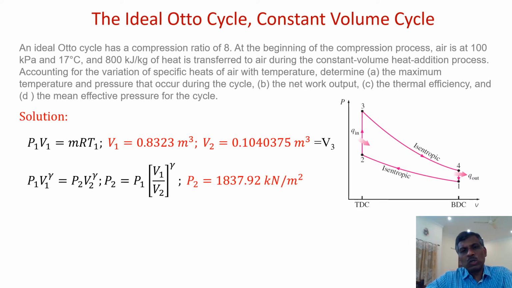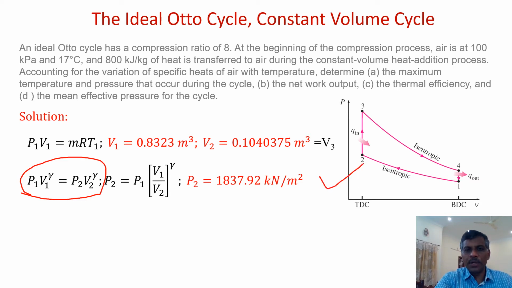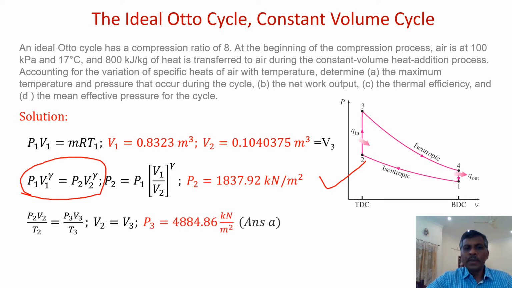So for 1 to 2, PV to the power gamma equal to constant. That means P1 V1 to the power gamma equal to P2 V2 to the power gamma. That is your basic isentropic equation. From that you can straight away calculate the value of P2 because V1 by V2 is 8. Once P2 is known, we are all applying the basic laws.